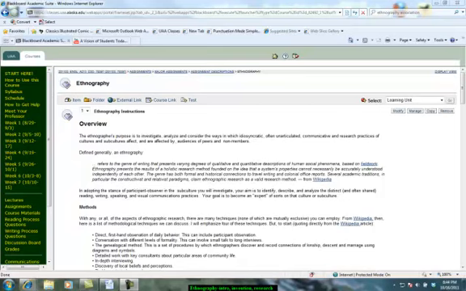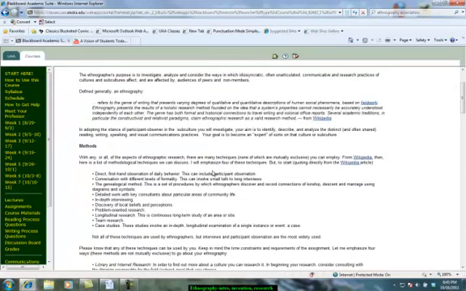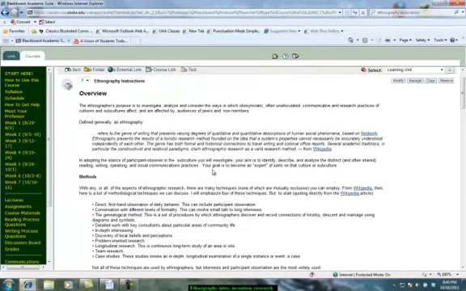So I have up here on the screen the instructions for the ethnography that you're going to be working on. I'm not going to go over this in too much detail because you can read it for yourself, but there are a few highlights I want to get to. So the first thing is basically the overall goal of your ethnography. You're going to investigate, analyze, consider the ways in which idiosyncratic, communicative, research practices of cultures and subcultures affect and are affected by audiences of peers and non-members. Wow, that sounds pretty thick.